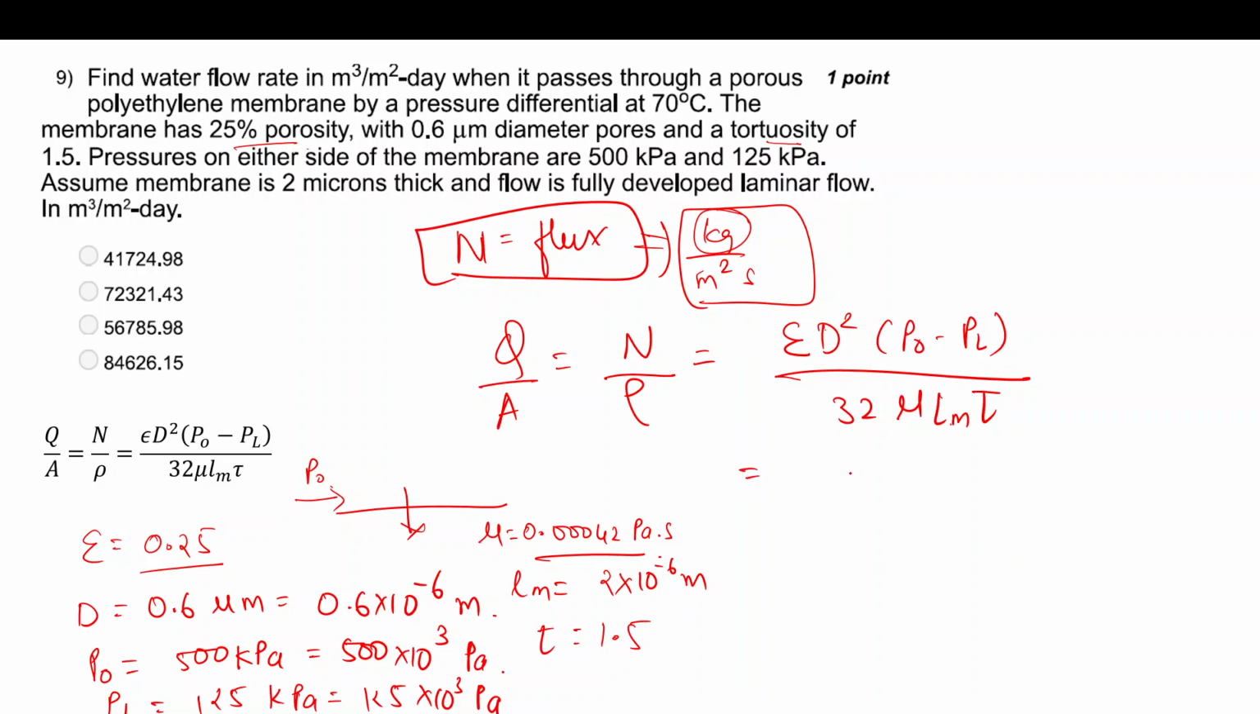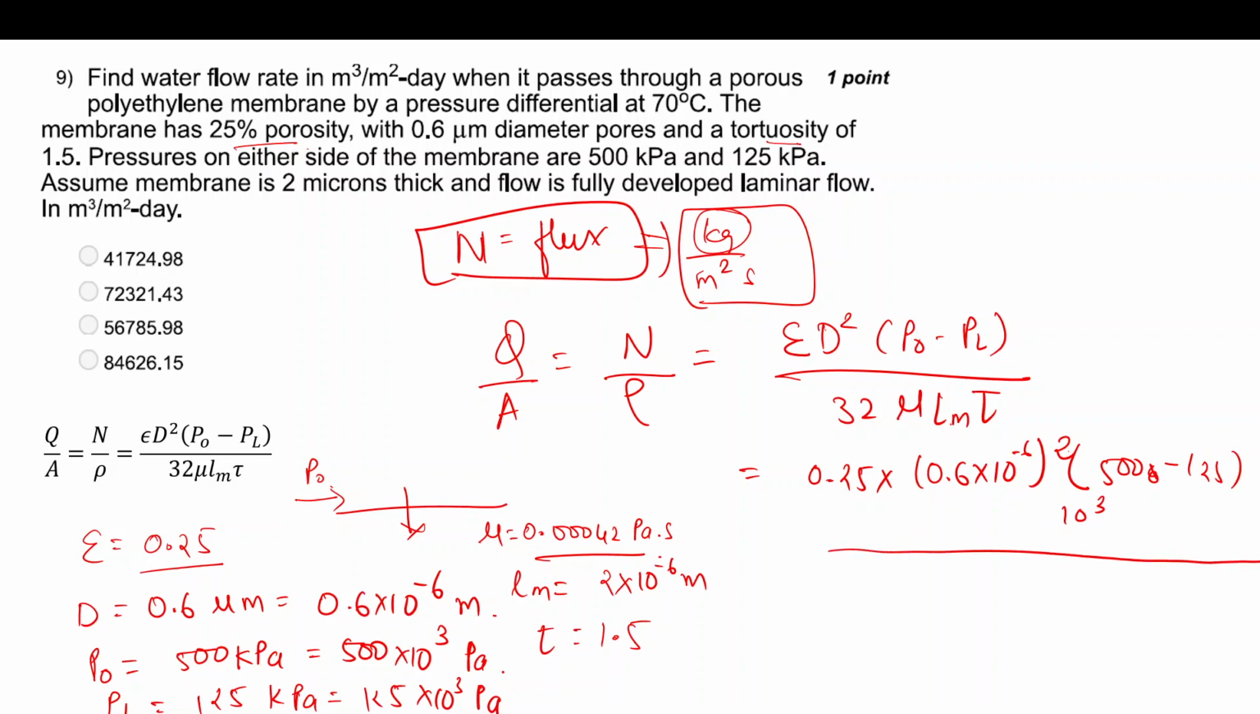So if you put everything in, epsilon is 0.25 into 0.6 into 10 to the power minus 6 squared, into P naught, which is 500 minus 125. You take 1000 common, 10 to the power 3. Now divide this entire term by 32 into mu, which is 0.00042, into Lm, which is 2 into 10 to the power minus 6, and 1.5.